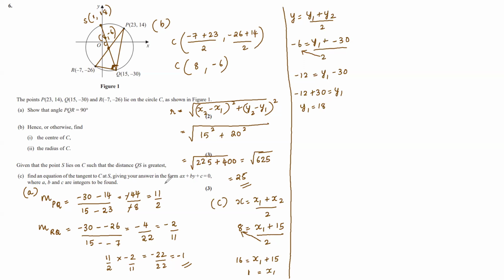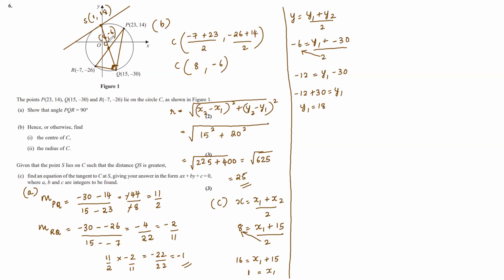The question is that given that the point S lies on C such that the distance QS is greatest, find an equation of the tangent to the circle at S, giving your answer in the form of ax plus by plus c is equal to 0, where a, b, c are integers to be found. So there is a tangent which passes through S. We need to find the equation of this particular line. Now, to find the equation of a line, we need a point on the line, which is already present, that is 1 comma 18.